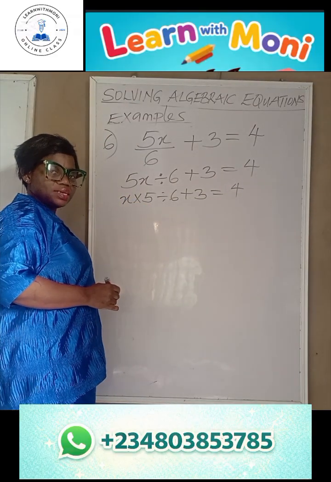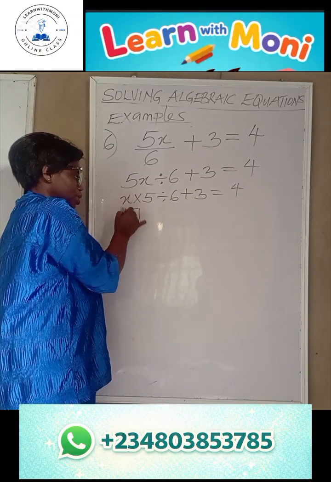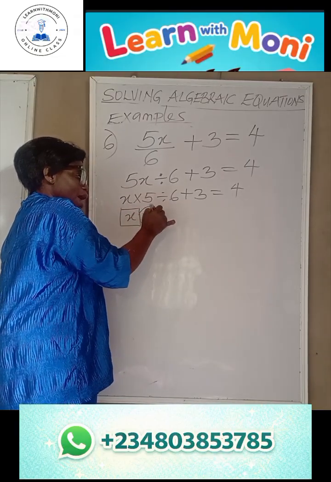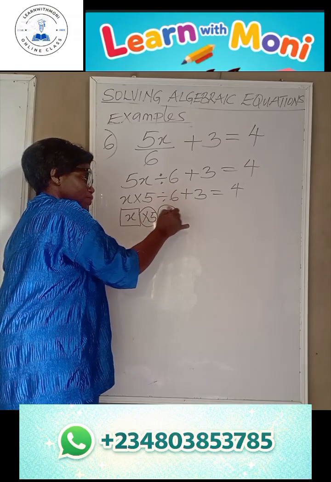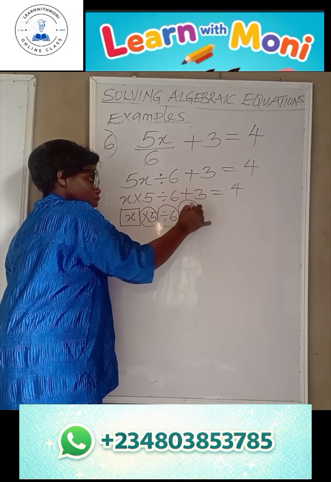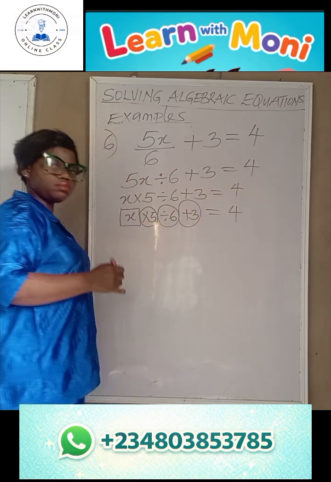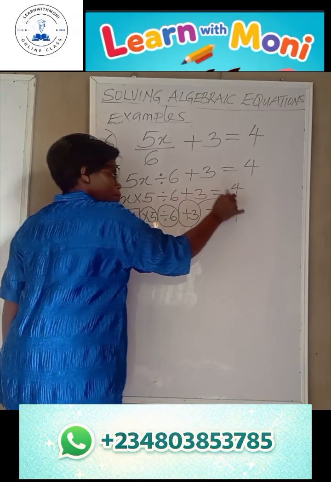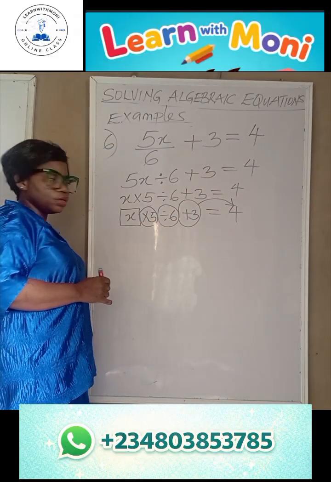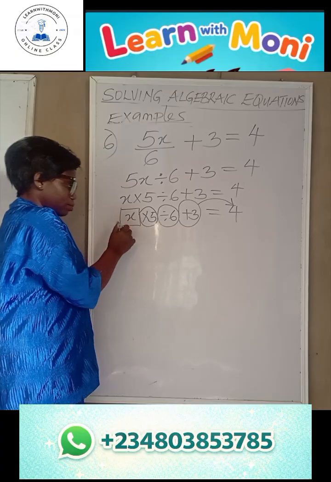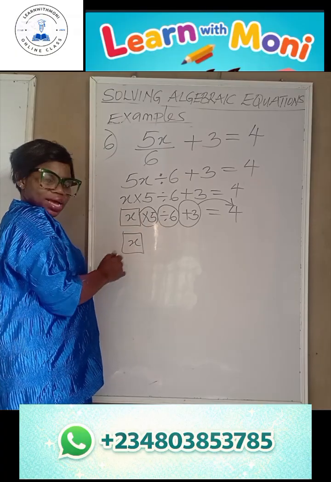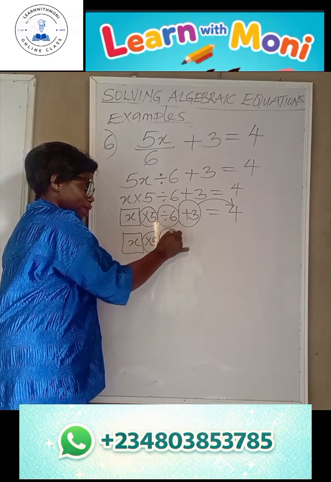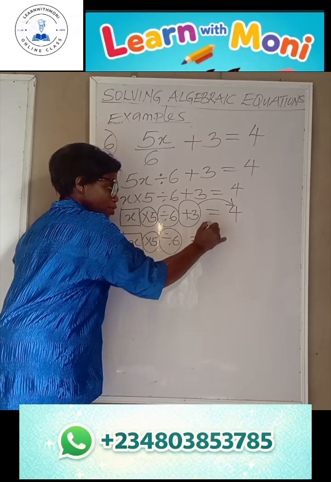Let us represent it by diagram. This is my x. Attached to it is times 5. Attached to that is divided by 6. And attached to that is plus 3 equals 4. The first to move away from the magnet is plus 3. We move it to the other side, so that on this side we are left with the bar of magnet, the ball of times 5, the ball of divided by 6. This is rolling over. So on the other side I have 4.